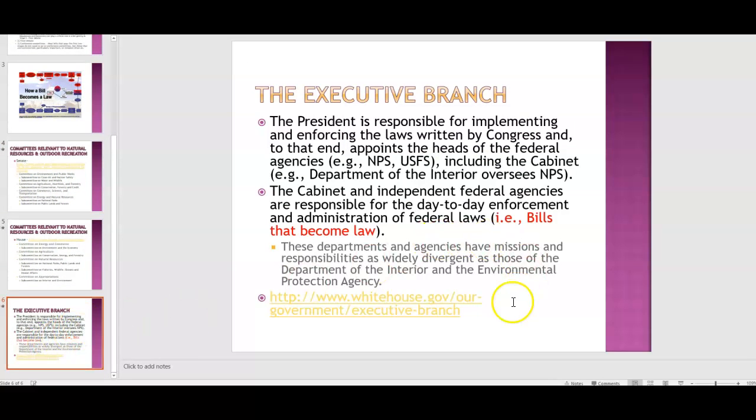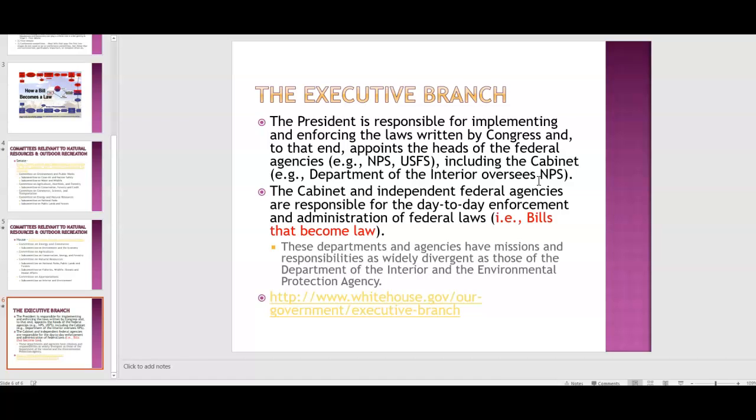The last thing that I want to mention in this presentation is the executive branch. So I just was talking about the legislative branch, which is Congress. The executive branch is made up of the president and the cabinet. The president is responsible for enforcing the laws that are passed by Congress, and appoints heads of federal agencies, including the cabinet, but also including all of the departments, like the Department of Interior, for example.